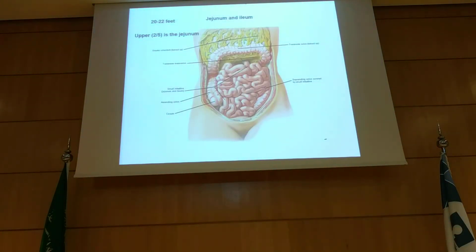Now, if we were to open the abdomen, where is the duodenum? The duodenum is not there. It is hidden here by the peritoneum. For you to see the duodenum, you're going to have to open the peritoneum. But what else do we see?